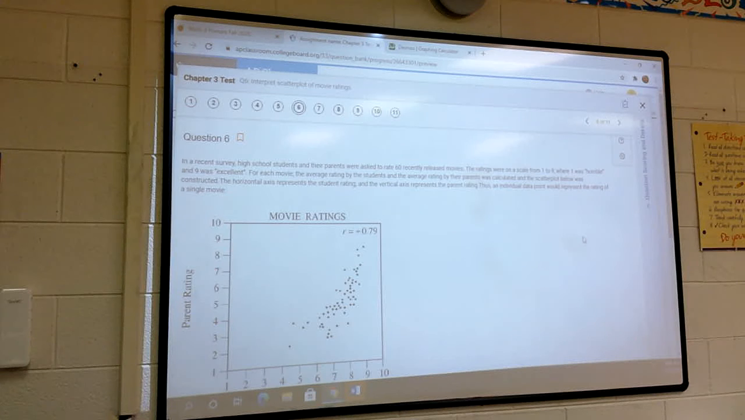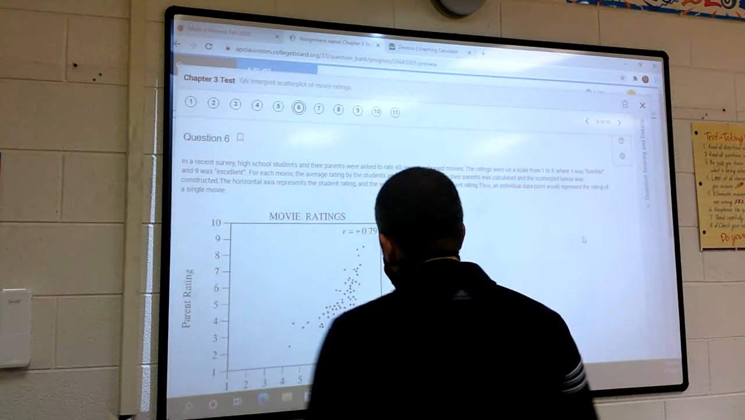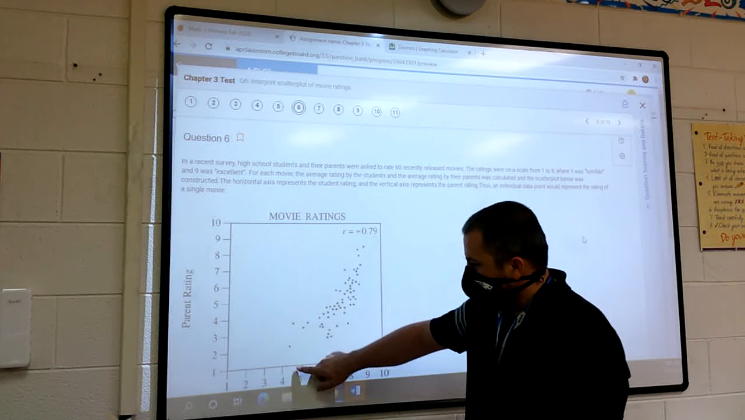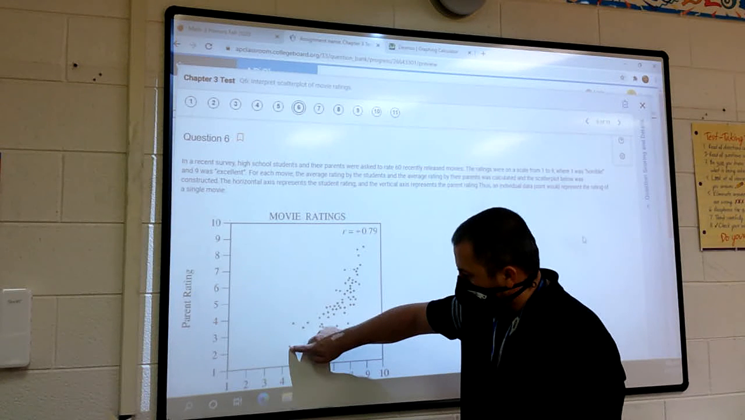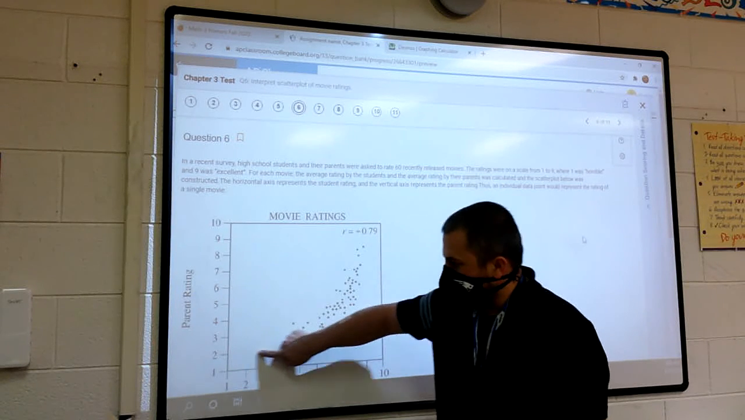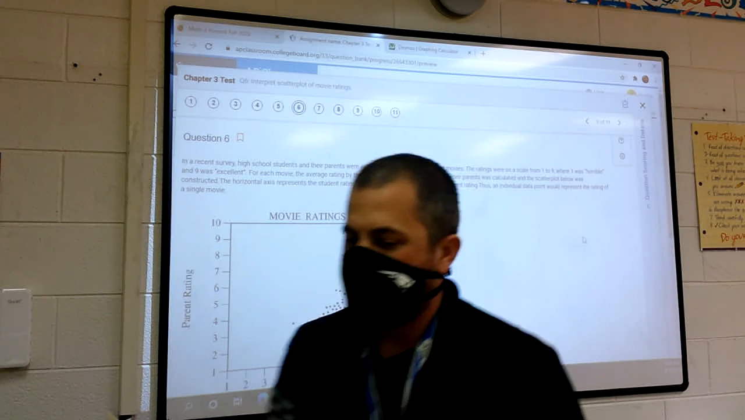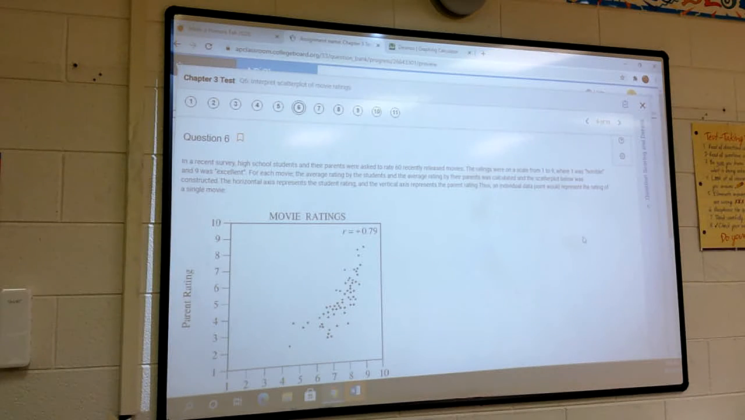The horizontal axis is the student rating. The vertical axis is the parent rating. So an individual point is, again, the rating of a single movie. For instance, in this movie, the student rated it a 4.5. The parent rated it a 2. It's the same movie, same one that they're rating. So you have 60 different movies there, and they are rating those, okay?